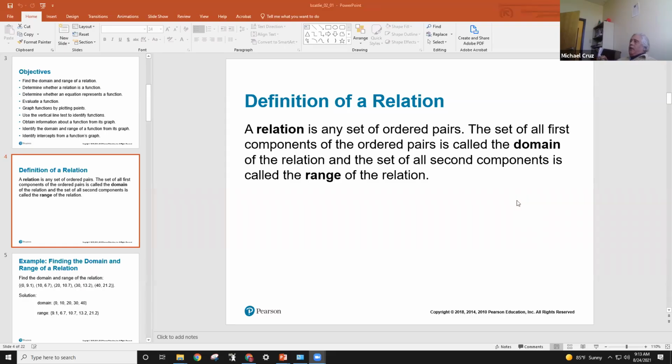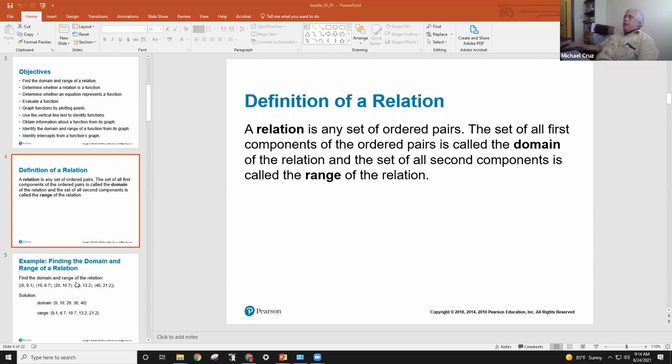This is the idea, or concept, of a relation. It's really a relationship, and we can define it very simply as a set of ordered pairs. When we're talking about ordered pairs, we're talking about X and Y. The first component, the X component, is what we call the domain. And the second component after the comma, the Y values, is the range.